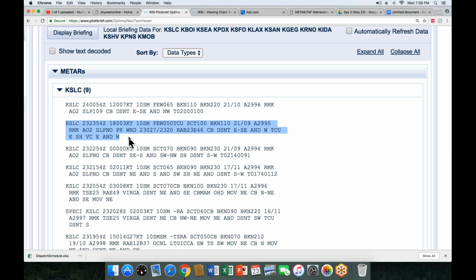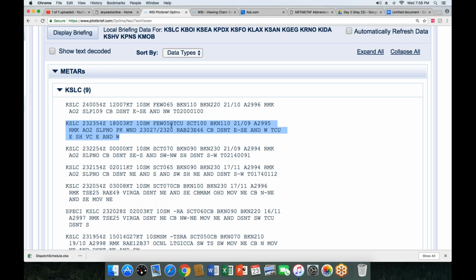All right, 23rd at 2054 Zulu, 180 at 3 nautical miles. Oh yeah, sorry, 10 standard miles or 10 miles visibility. Well, I'm sorry, I'm doing it backwards. At 5,000, there are towering cumulus. Let me see, and then that's right, and then that's a few towering cumulus. Is that what that is?